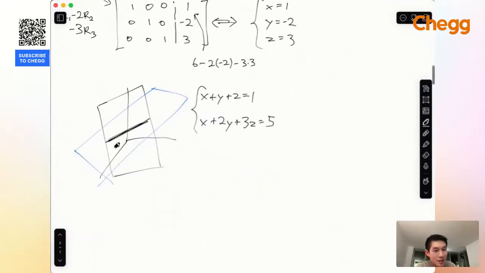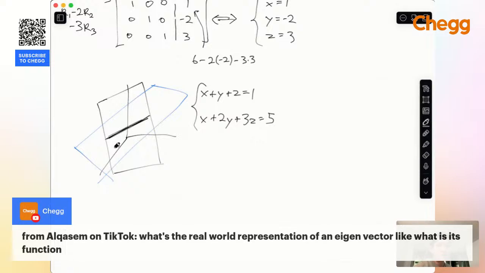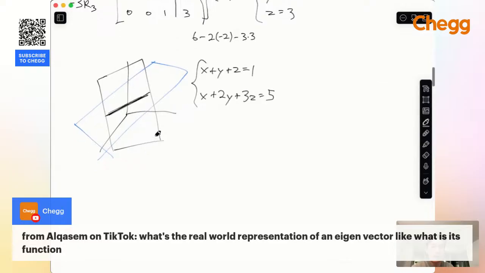There's a question from Alkazam on TikTok. What's the real world representation of an eigenvector? Like, what is its function? Okay, this is a little specific, I think, to you maybe, since in general, eigenvectors are later in the class, but let me try and answer this. So, first of all, my expertise is not in applied math. So for real world function, it would take me a little bit to get there.